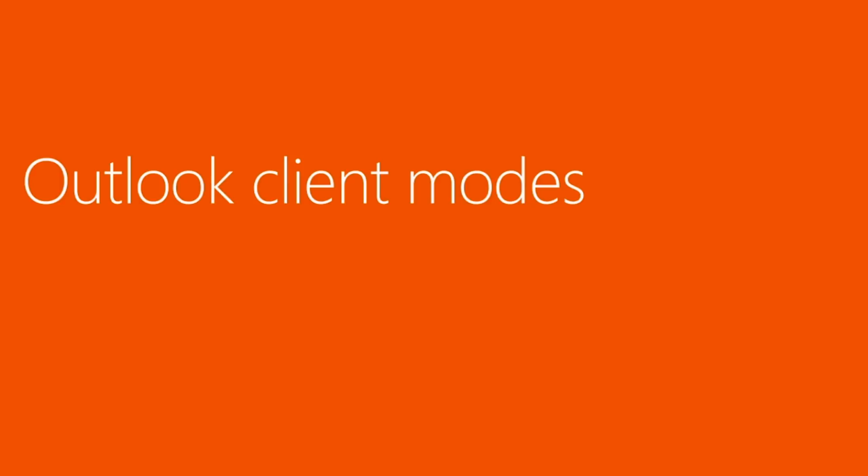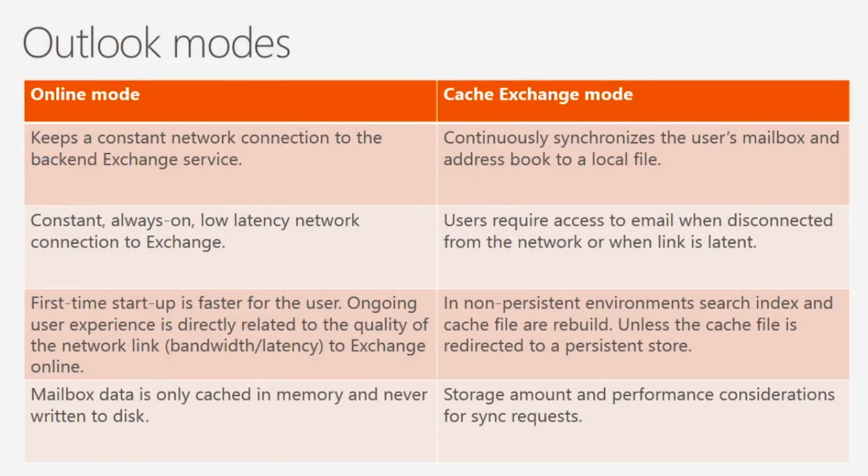So we'll start off with Outlook client modes. Within Outlook we have two modes that we can switch into. The first one is online. This requires a consistent connection to Exchange, meaning the network becomes a key factor in the user experience. We need to ensure that we are online all the time so our users can gain access to their email. Ultimately we want to use this when we have a fast, consistent, high bandwidth, low latency connection for Outlook.